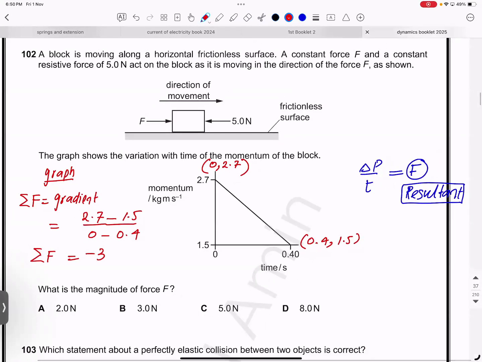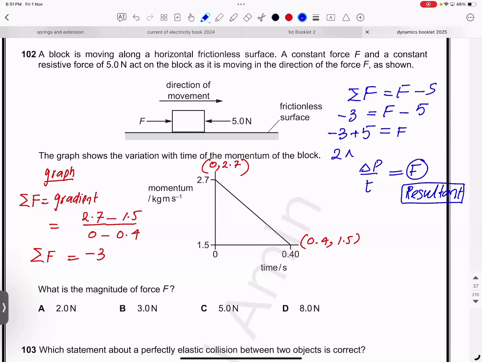What does that mean? It is to the left side. So if resultant force is negative 3, it means friction is more than the forward force. It means the body is decelerating. Yes, speed is decreasing. So now you can do that. Usually I taught you the resultant force is forward minus backward. So what is resultant force? Negative 3. Forward, we don't know. Backward is 5. So negative 3 plus 5 is forward force, which is 2 newtons.